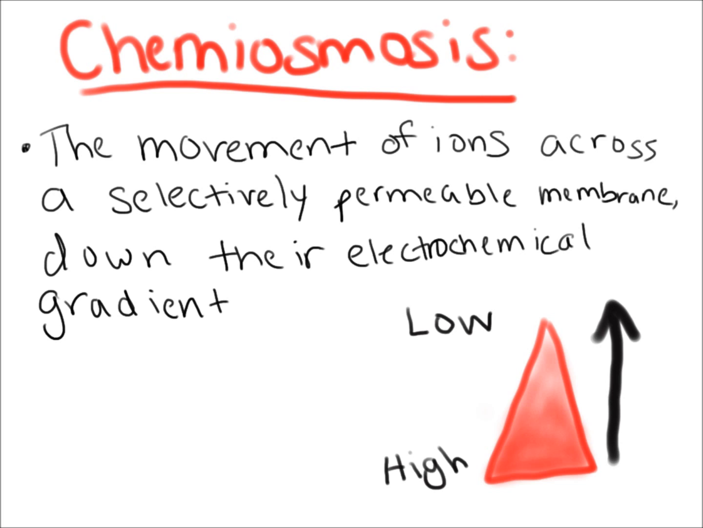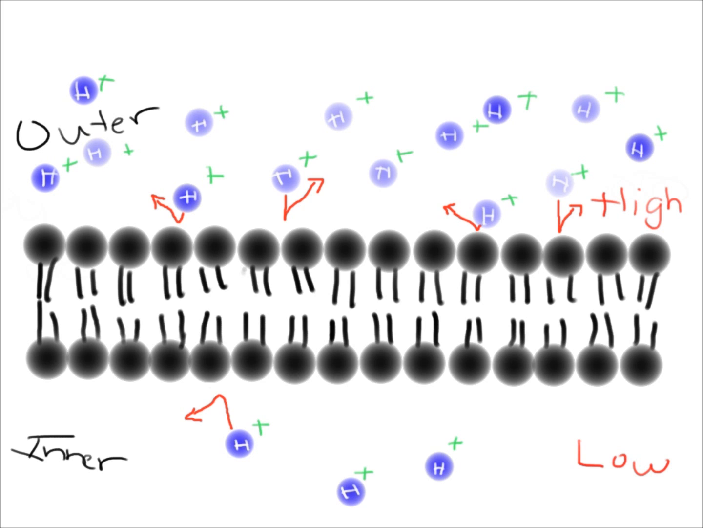Chemiosmosis is the movement of ions across a selectively permeable membrane down their electrochemical gradient. This occurs in the second step of oxidative phosphorylation. Unlike other types of diffusion, ionic diffusion requires a carrier to help them move across the membrane, more specifically the use of ATP synthase through facilitated diffusion.